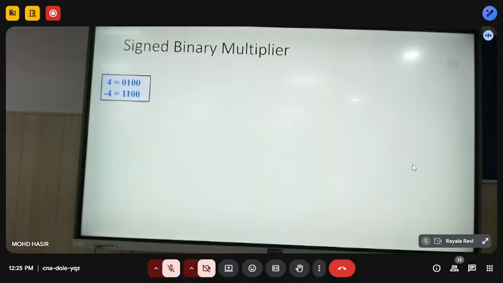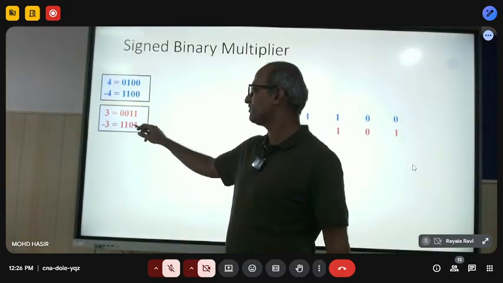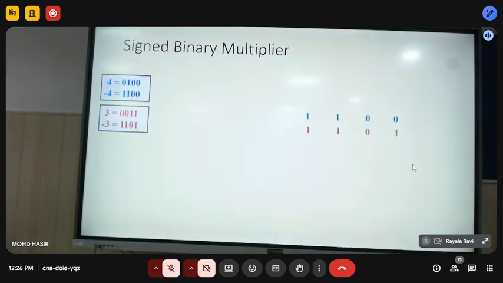Representation of 4 and minus 4 using sign magnitude. Okay, no more 2's complement. Sign magnitude. Representation of 3 and minus 3, in 2's complement. So minus 3. Okay, so what is the number? Minus 4 multiplied by minus 3. Okay, so minus 4, minus 3, in 2's complement.